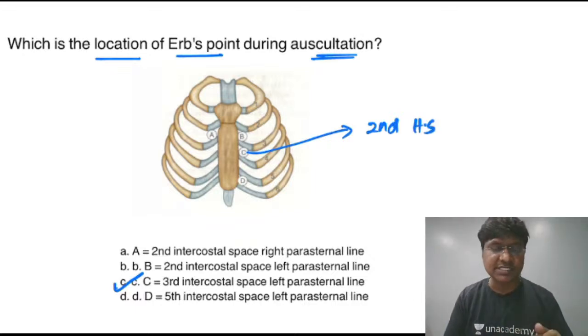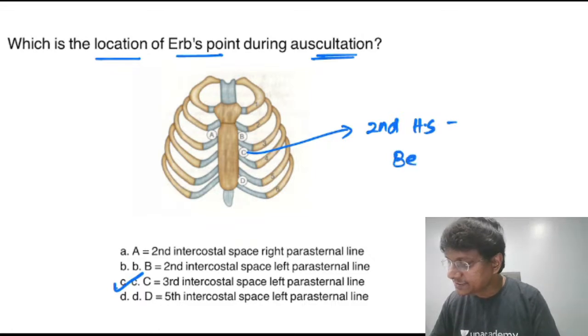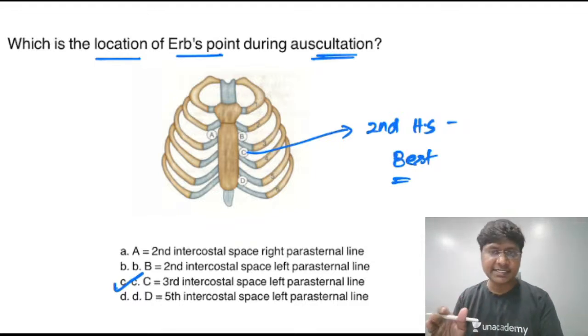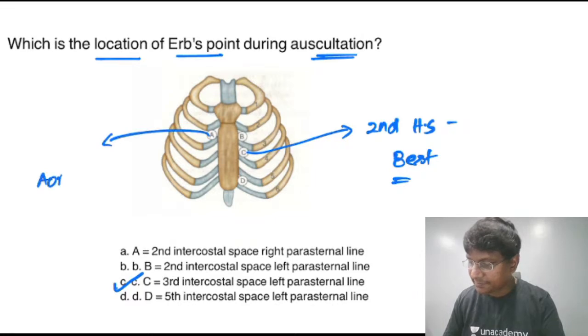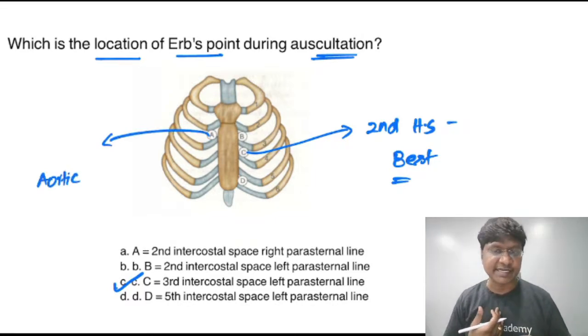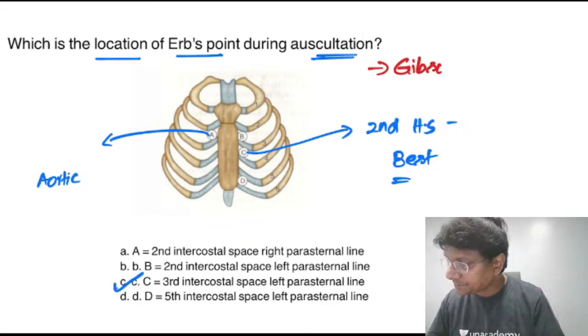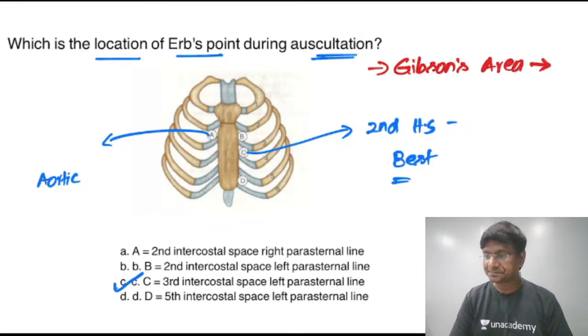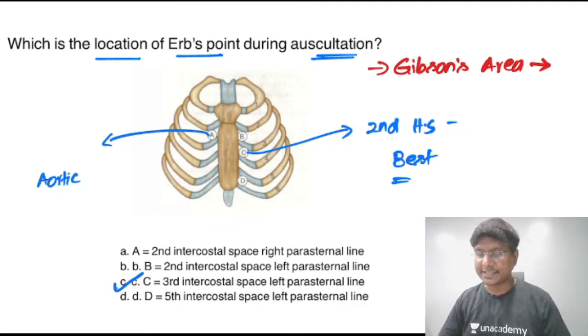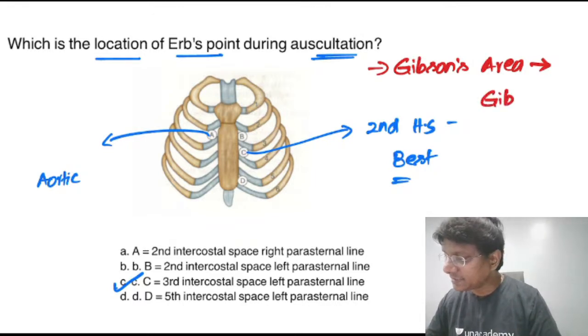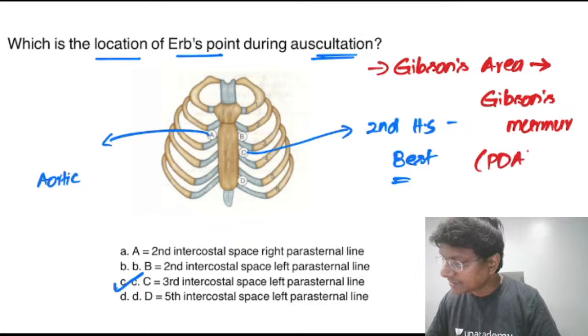So which is that particular auscultatory area where the second heart sound is heard best? The second heart sound is heard best at Erb's point. Now, what are the other areas? The aortic area is in the second right intercostal space adjacent to the sternum. But one quick question for you: which area is considered the Gibson's area? Gibson's area is the one used for listening to the Gibson's murmur, which you hear in patients with patent ductus arteriosus.